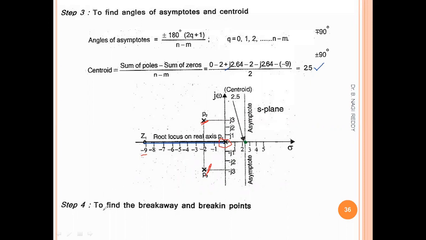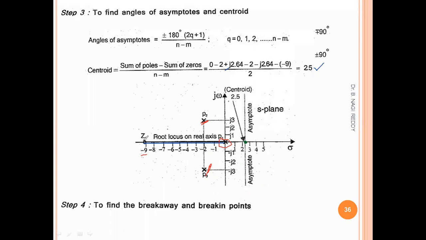Now coming to step number 4. What is step number 4? To find the breakaway and break-in points. So we know the procedure to find the breakaway and break-in points, right? Generally the breakaway point will come between two poles, and the break-in point will come between two zeros. So here only one zero is there, which means there is no chance of getting a break-in point. And here only one real pole is there, and the root locus on the real axis exists between one pole and one zero.